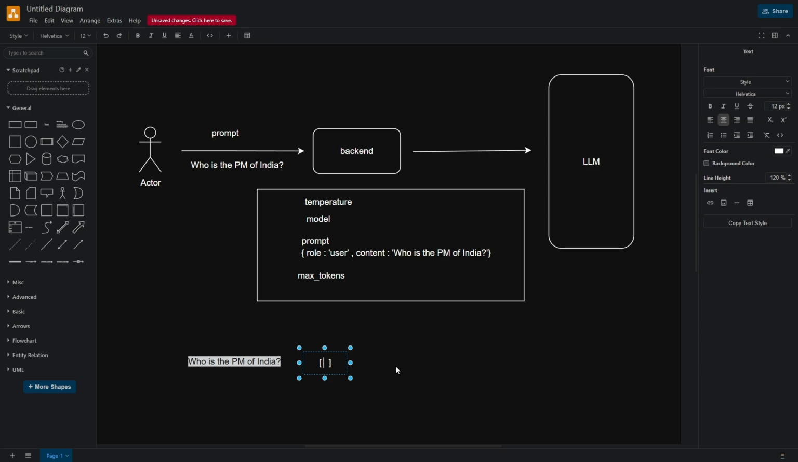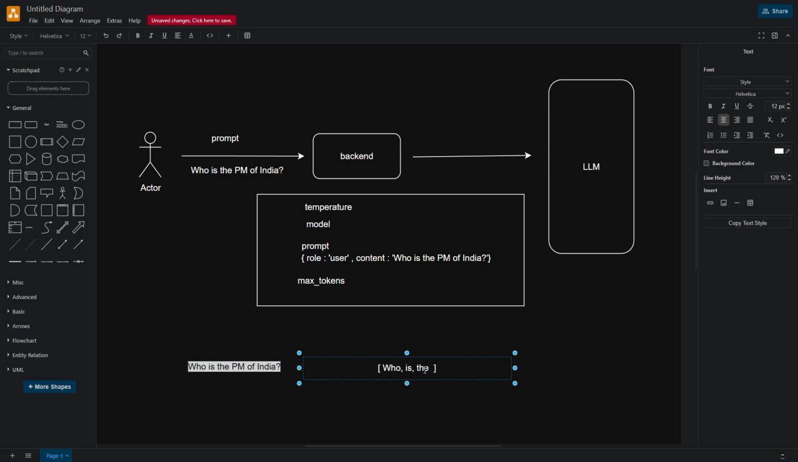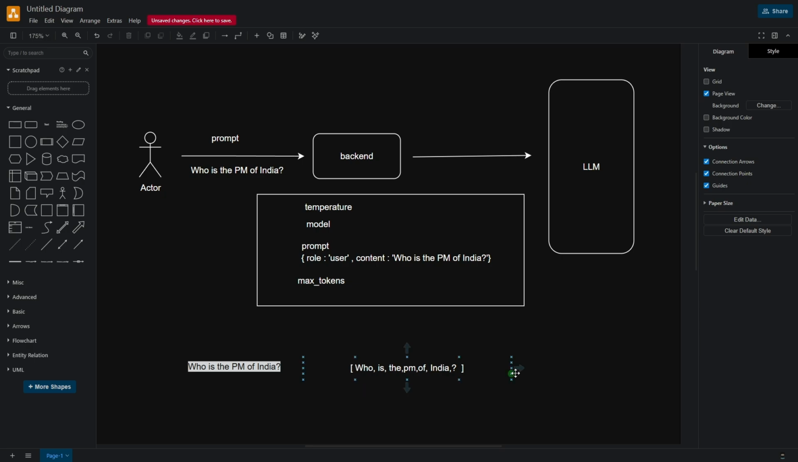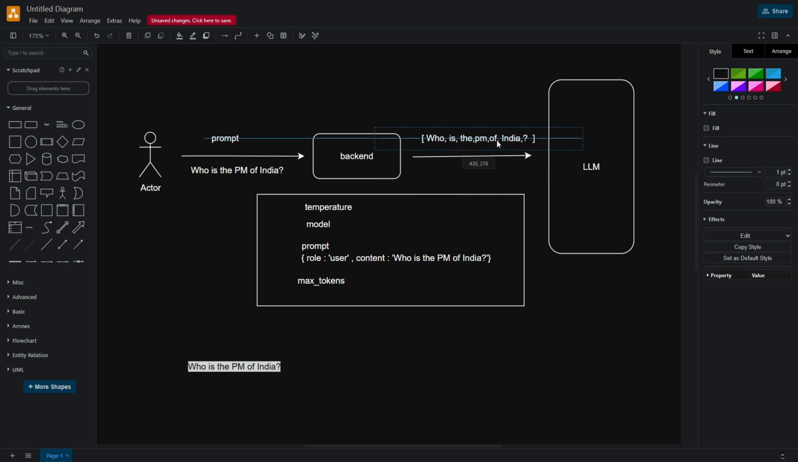Let's say how it will be broken. "Who" is one word, "is" is another word, then "the", "PM", "of", and "India" are each another word. So it will break the prompt into simpler words. But one thing, let me tell you, friend, this is not exactly the way it works. We will see about this in the token section. But for your understanding, the prompt will be broken into tokens, and this is what goes to the LLM.